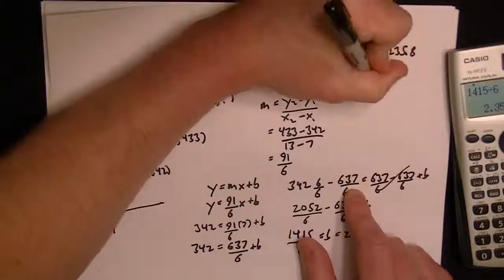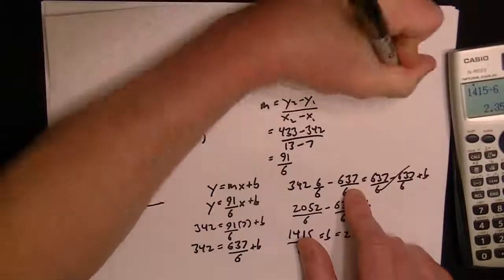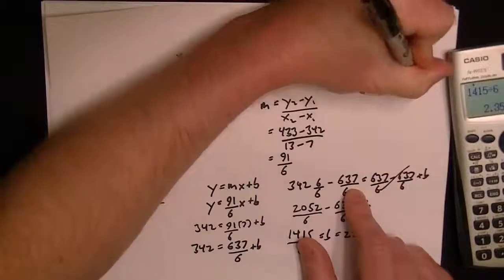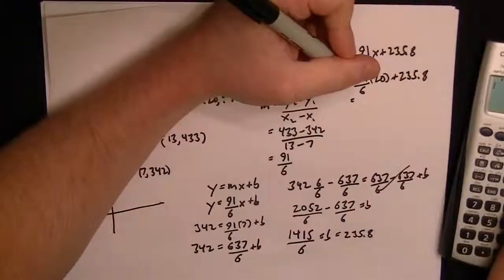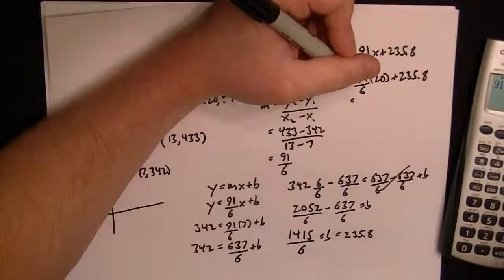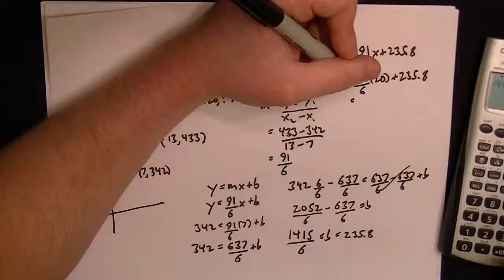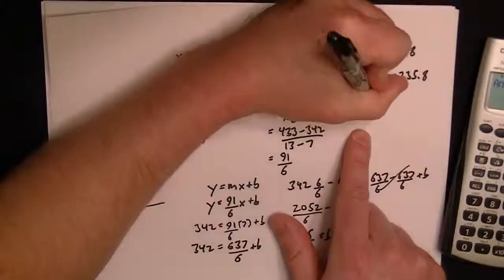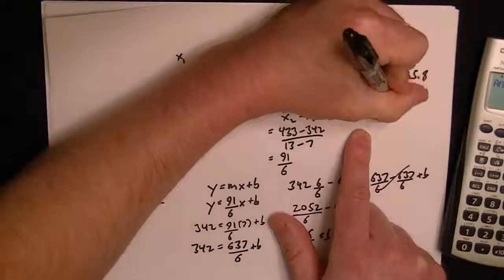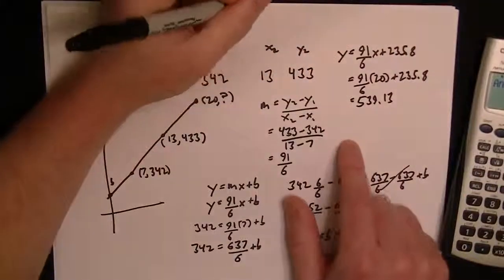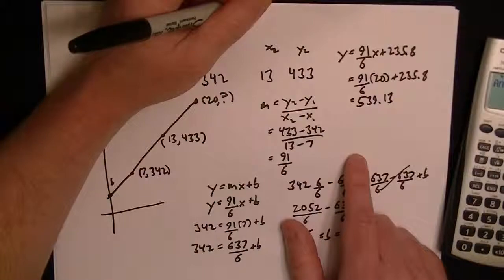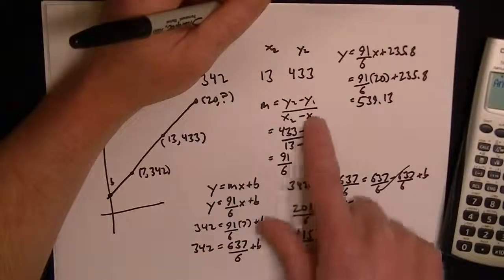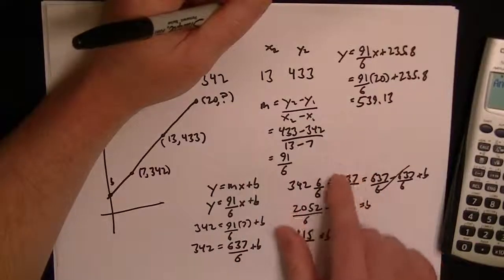So finally we've got an equation for our line, so now we can put in the number of days that we're interested in, which is 20 for x, plus the b value is equal to y. So 91 times 20 divided by 6 plus 235.8 will give us 539.13. And there's another way to solve this a little quicker, but I just wanted to show that you can get the equation of the line and work it out.